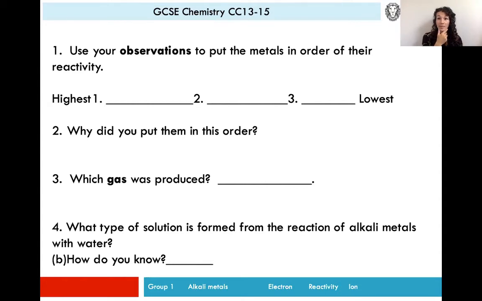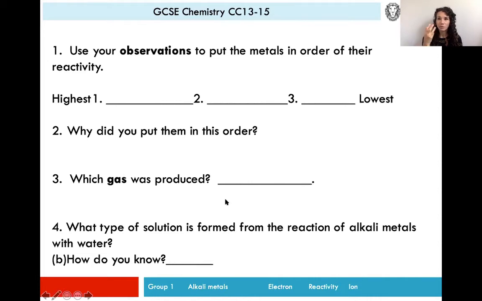Okay, why did you put them in this order? Because from watching the video, our observations showed that potassium burst into flame and sparked, whereas sodium just moved around quite quickly, and lithium moved around fairly slowly and just fizzed a bit. So you could just describe your observations a bit there. The gas that was produced was hydrogen.